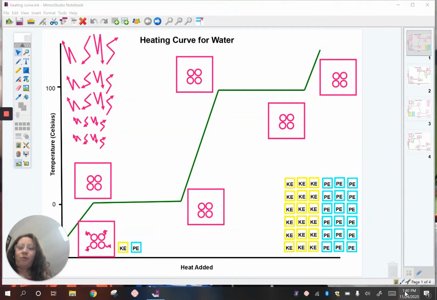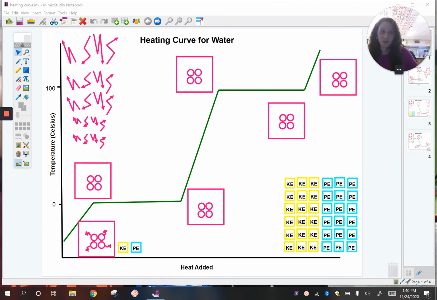So let's go back to our diagram here and try to talk in detail about what actually is happening to the particles and in terms of energy. So we're going to start with the ice that is pretty cold, so ice at lower than 0. And I'm going to show a particle diagram for it.